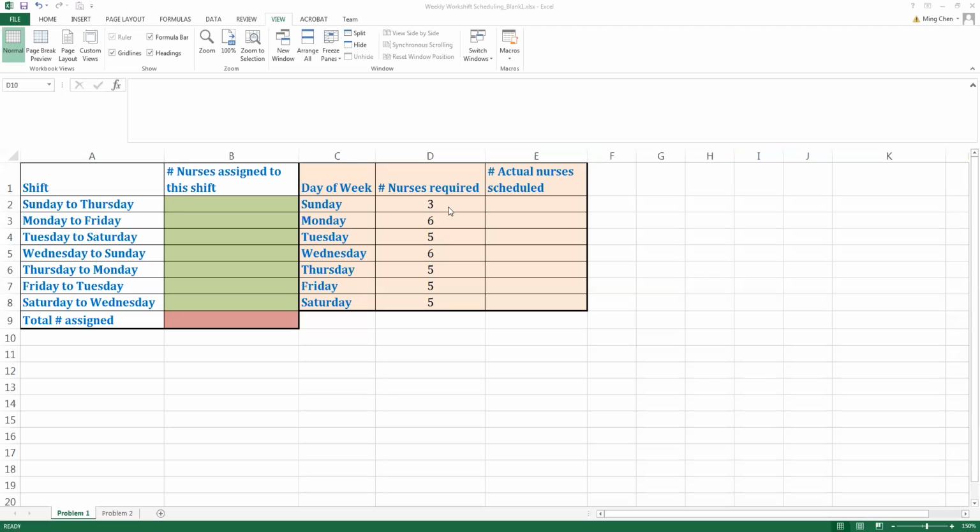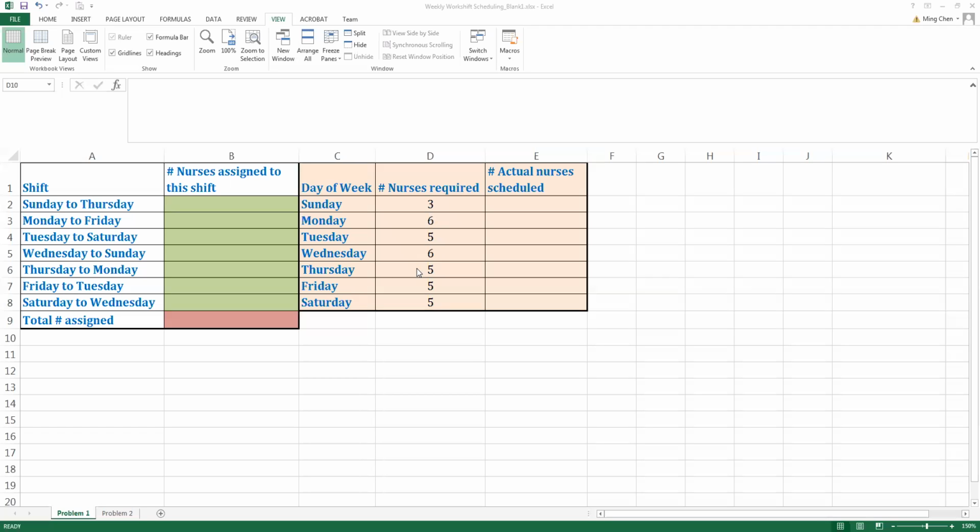So here we're talking about a hospital. Column D shows the minimum number of nurses required on each day of the week. So for example, on Sunday we need at least 3 nurses. Monday we need 6, Tuesday 5, and Saturday 5. So these numbers are the minimum requirement. That basically means when you determine the scheduling problem, you want to make sure you will have at least this many people on each day of the week. You can have more, it's not a problem, but it has to be at least this many. So this is the minimum requirement.